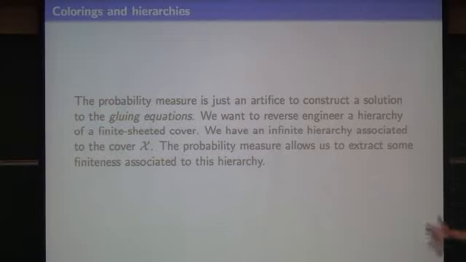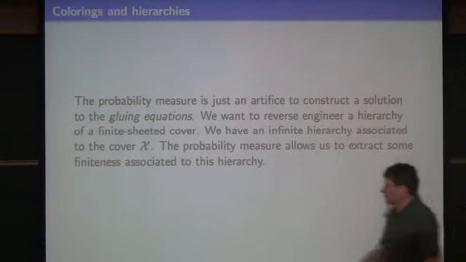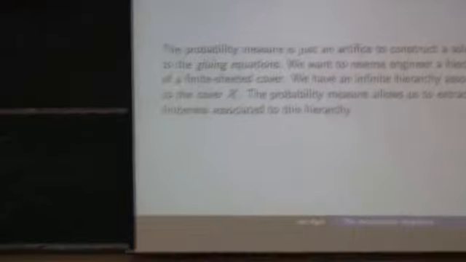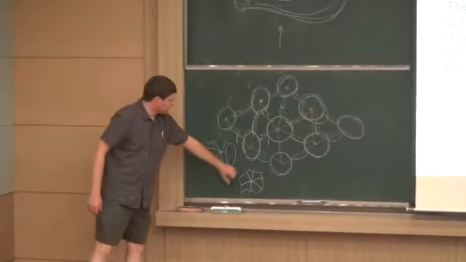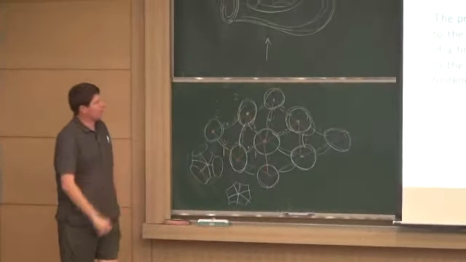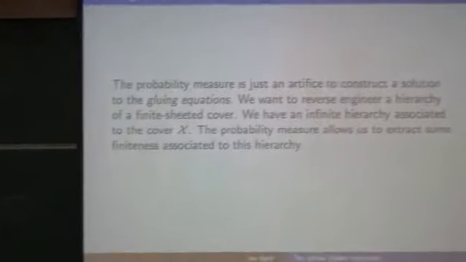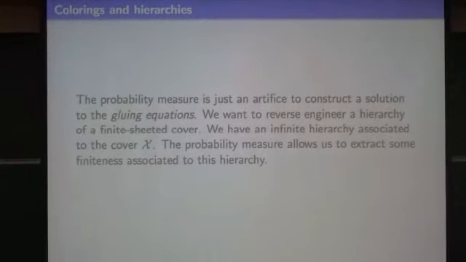So now the probability measure is just an artifice to construct what I call a solution to the gluing equation. What I want to do is reverse engineer a hierarchy for a finite sheeted covering space. I have an infinite hierarchy corresponding to this covering space X. For each coloring of X, I get an associated hierarchy, cutting it up into these polyhedra with a color residue on their faces. So the probability measure allows me to extract some kind of finiteness associated with this hierarchy.